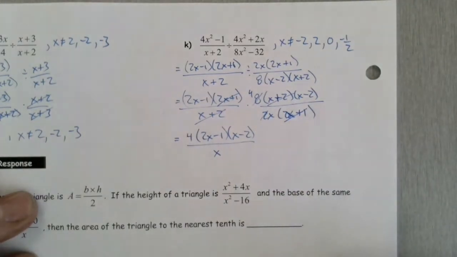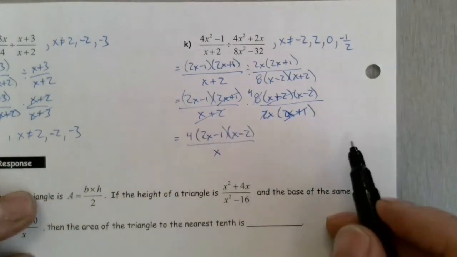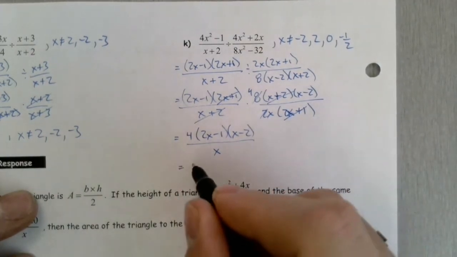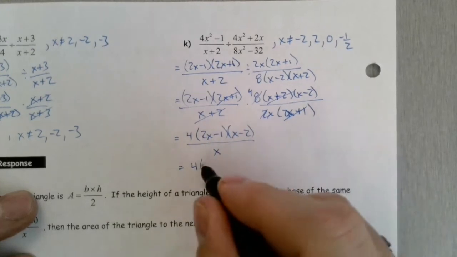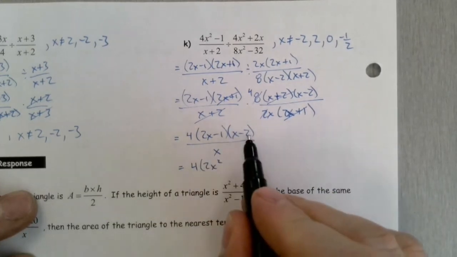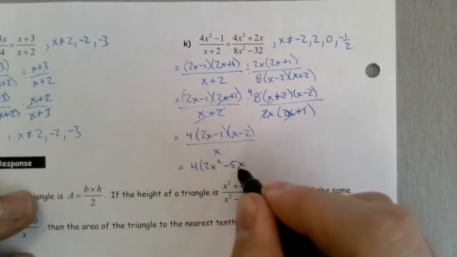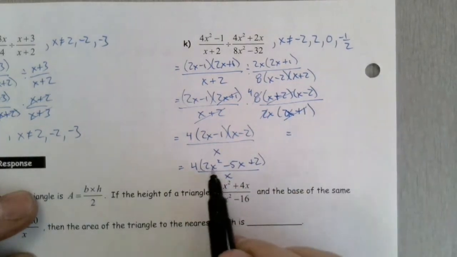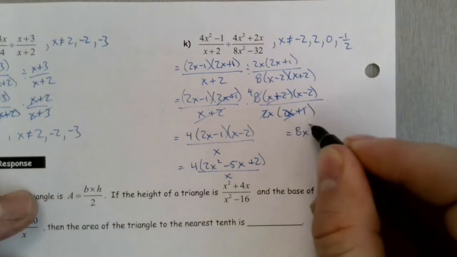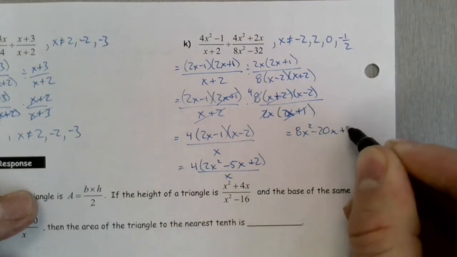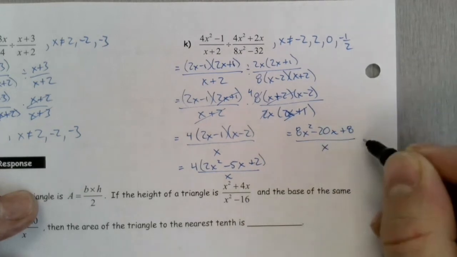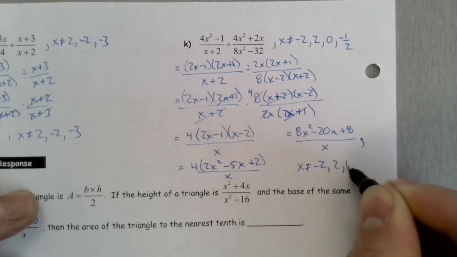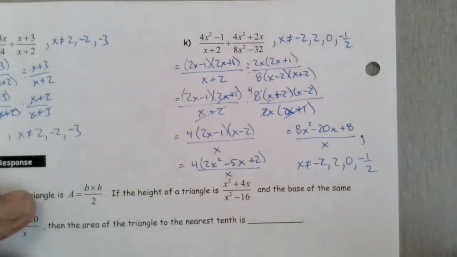So there we go. Now, maybe we can get away with just writing our non-permissibles and being done with it, but we might have to expand that out. So let's just take a look at this. That's going to be 2x squared minus 4x minus 1, so minus 5x, plus 2 all over x. And then I'll distribute the 4 through. So 8x squared minus 20x plus 8 all over x, where x cannot equal negative 2, 2, 0, or negative 1/2.